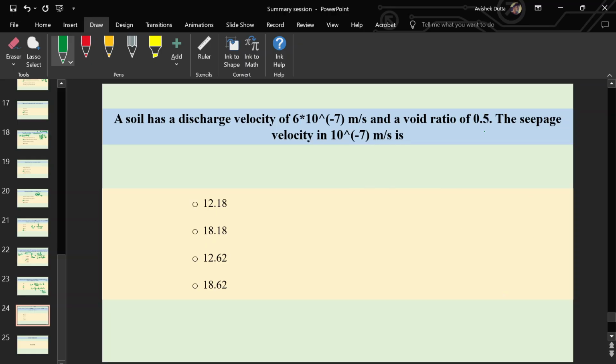What is the formula? At first we have to find out which parameter. Initially we need to find out which parameter.